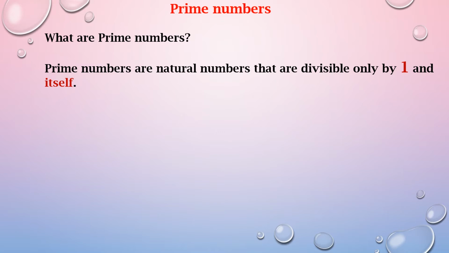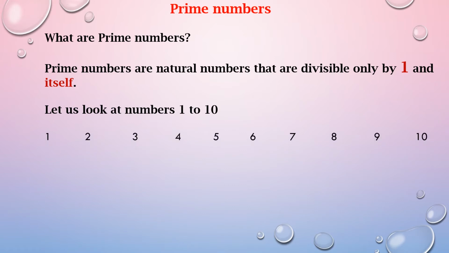All natural numbers start from 1, and all numbers that are natural and are divisible only by 1 and itself are called prime numbers. So let us look at numbers 1 to 10. So I have numbers 1 to 10 here. Let's look at the number 1. 1 is divisible only by 1, isn't it? 1 ones are 1. So it has only one factor.